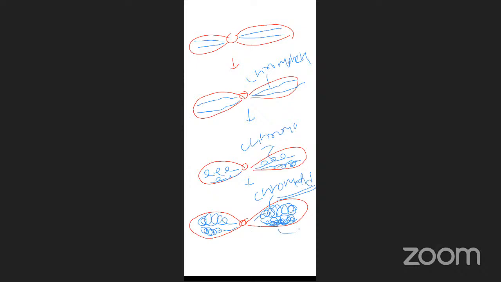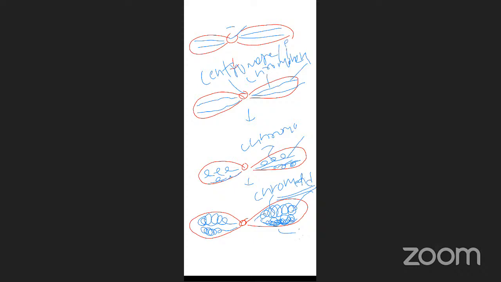Is it clear first? Just imagine this elongated, much-beaded structure. That's it. Another part is the centromere. Where is the centromere? At the center of the chromosome. This is the centromere, also called the primary constriction.